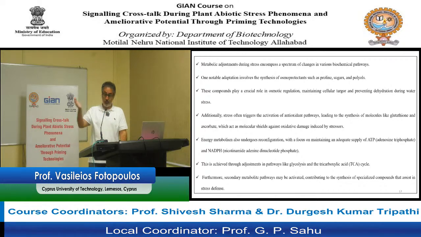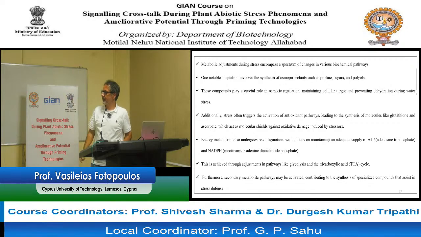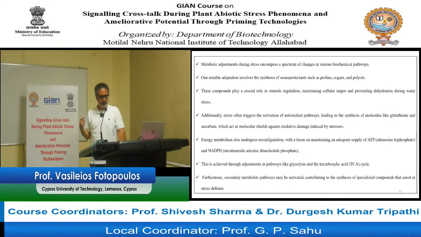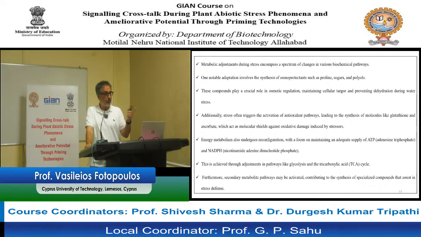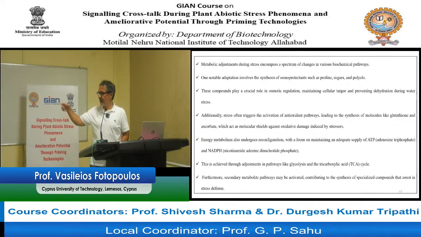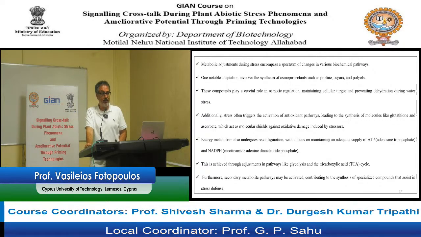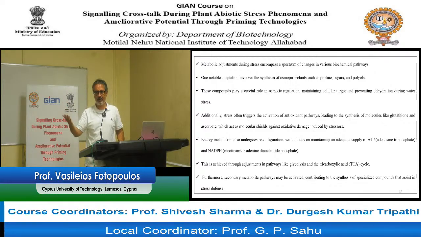Okay? So these compounds all play a crucial role in osmotic regulation because they maintain cellular turgor and they prevent dehydration during water stress. In addition, stress often triggers the activation of the antioxidant pathway that leads to the synthesis of molecules like glutathione and ascorbate, as we mentioned yesterday, which are non-enzymatic antioxidants. In addition to that, you have other molecules with similar activity, like vitamin E, like tocopherol. And these act as molecular protectors against oxidative damage induced by the stressors.